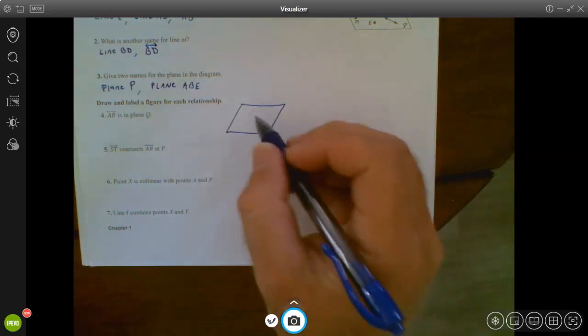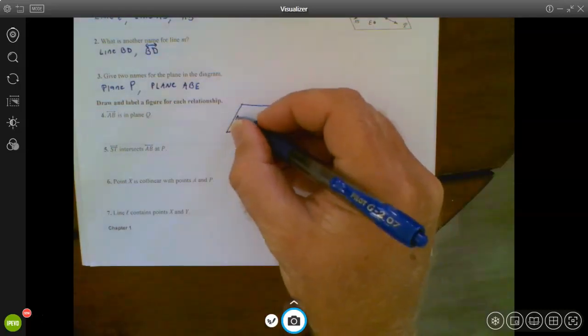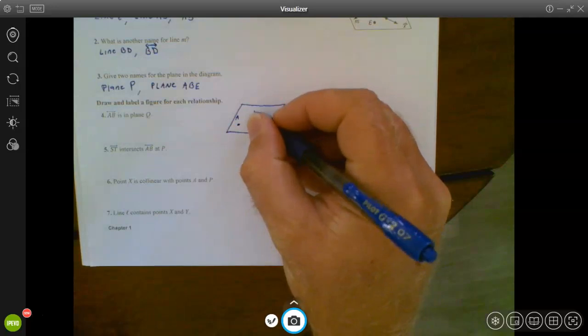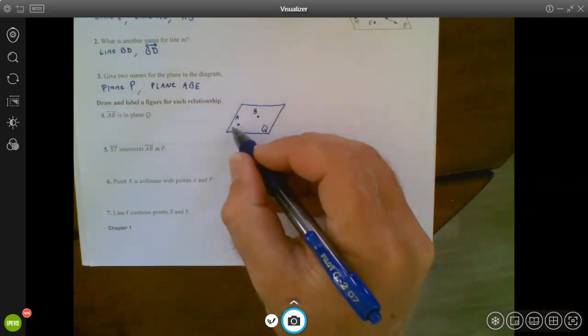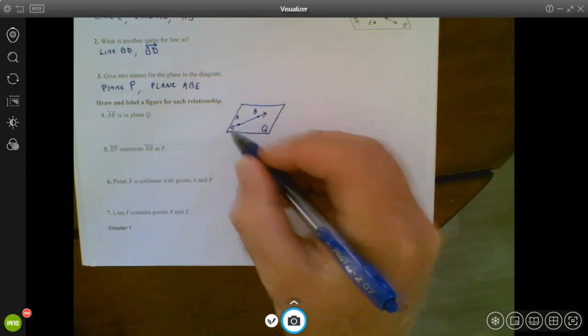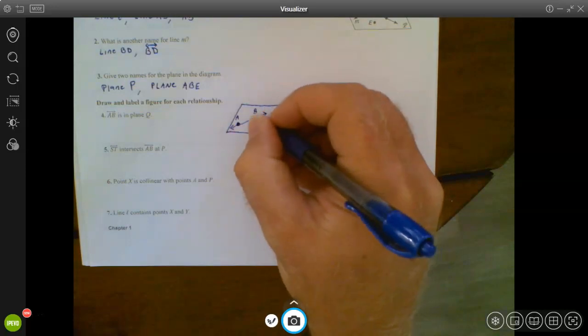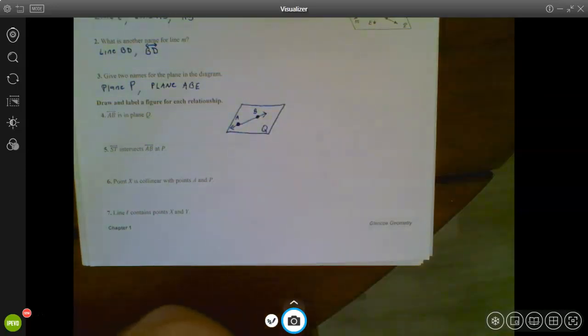So AB is a line. So I'm going to have A, B, and we're going to draw a line through those 2 points. And so remember, if it's a point on the plane, you do need to put the dot. And so that would fit the description that they're talking about. There's a couple ways we could have drawn this differently, but that's just one example.